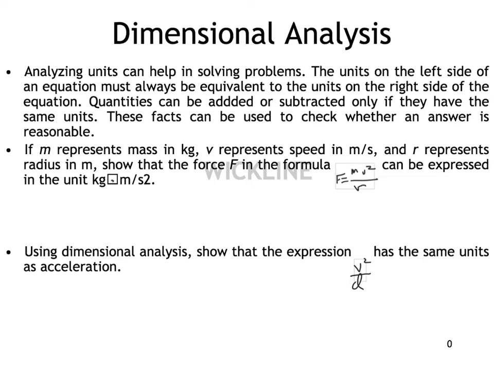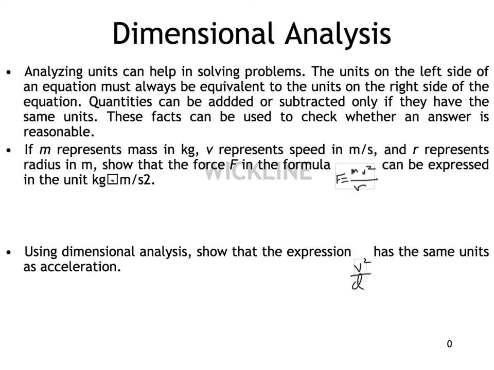So here's an example. If M represents mass in kilograms, there's our unit, which is not in italics, and here's our quantity, which is in italics. And V represents speed in meters per second, and R represents radius in meters. Show that the force F in this formula, which I had to write in, can be expressed in this other unit, kilograms meters per second squared.